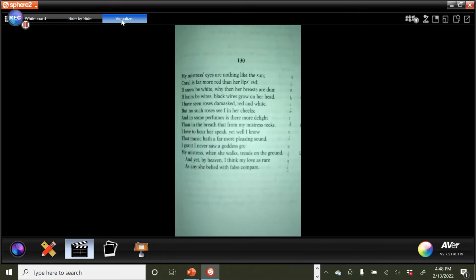So he shifts to the auditory image. I love to hear her speak, yet well I know that music hath a far more pleasing sound. Okay, and now back to the visual, and then we also sort of edge into what we might call the ethereal. I grant I never saw a goddess go. Okay, so if you've seen a goddess, maybe it's one in a painting or something, but you've never seen one up close and personal. My mistress, when she walks, treads on the ground, as goddesses we think of as being angelic, up in heaven and this sort of thing, right?